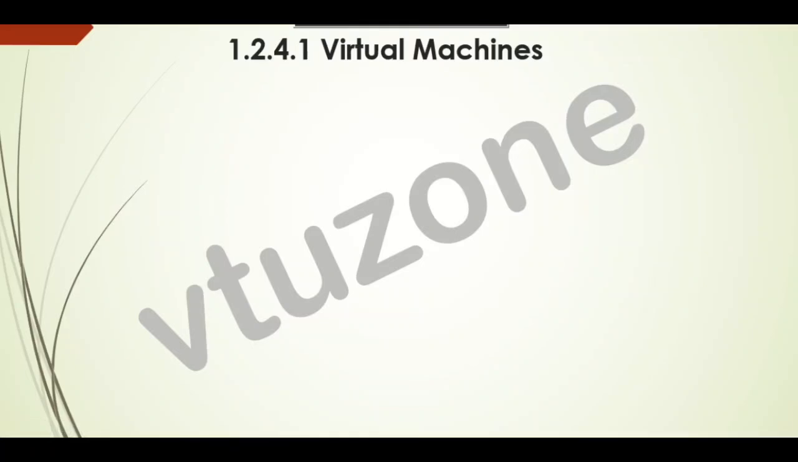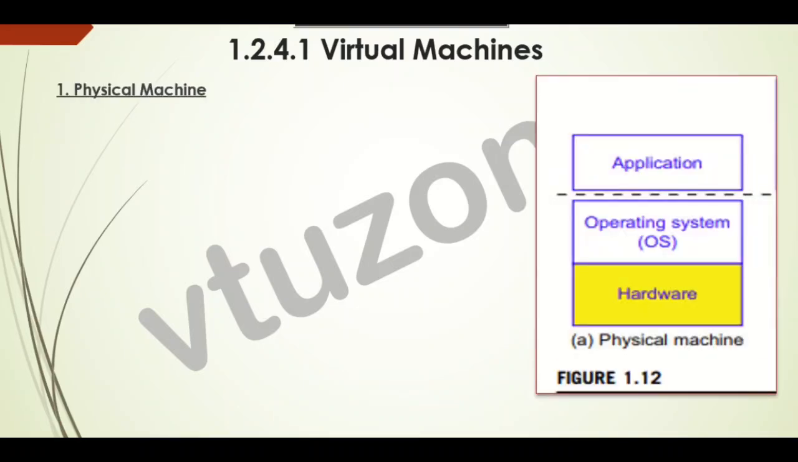Today let's start with the virtual machines. The first one is a physical machine. As we can see in the diagram, this is a traditional computer setup without any virtualization. The layers are the hardware layer, the physical components like CPU, memory and storage, then the operating system. The operating system runs directly on the hardware. Then the application layer, the software or apps that run on the operating system.